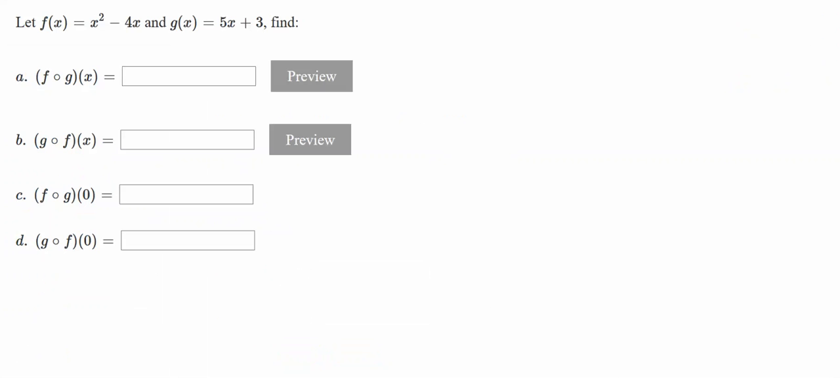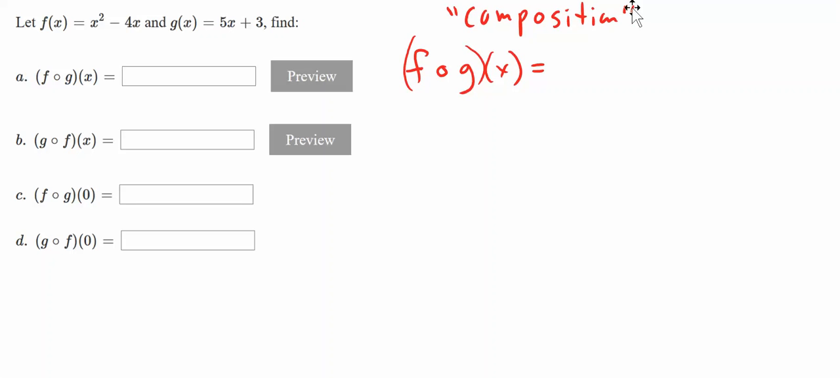First things first, we're going to do f composed with g of x. Hopefully you've listened to the lectures already, because this will not make sense otherwise, or at least read the book. This is called composition of functions. What does a composition of functions do? It makes two functions into one. Notice what the f function does: it squares something, then multiplies by 4, and then subtracts it. The g function multiplies by 5 and adds 3. We want to make a function that does all of that work all at once.